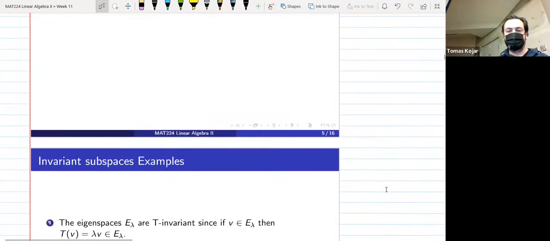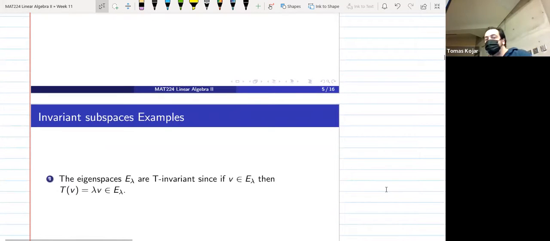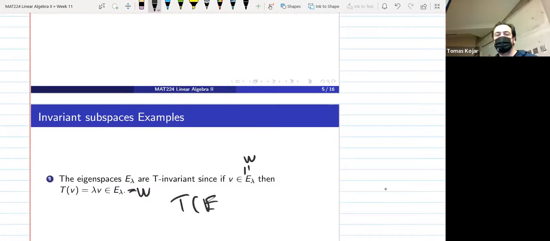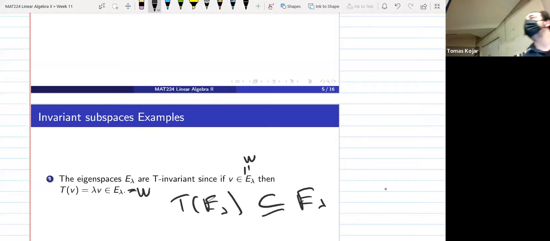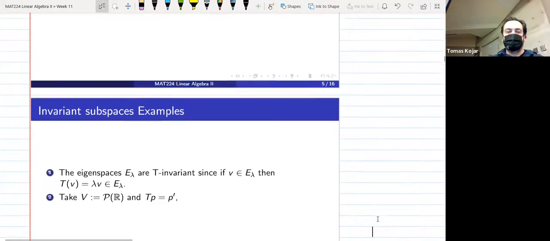Because if you give me a vector in the space W, then I have that Tv is still in the space W. So more formally, T of E lambda is inside E lambda. It's in fact equal, but one is right. So that's T invariance. That's one example.